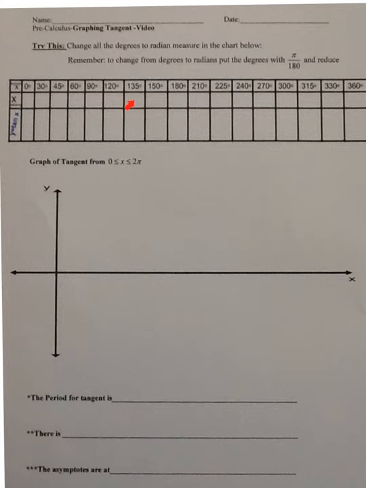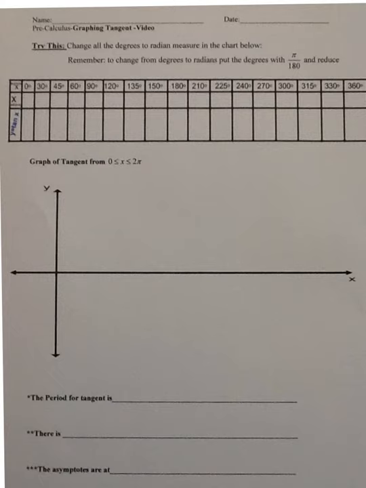So I want you to put all the radian measure in this row right here. Remember, to change from degrees to radians, you multiply the degrees by pi over 180 and then you reduce it. And remember, you should have pi in your answer. Okay, so put me on pause and fill in the next row for me. Thank you.